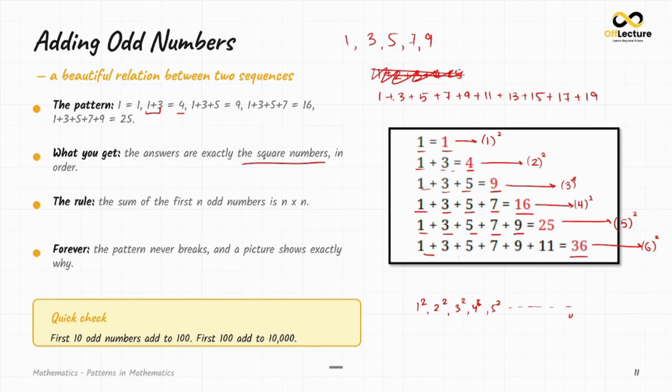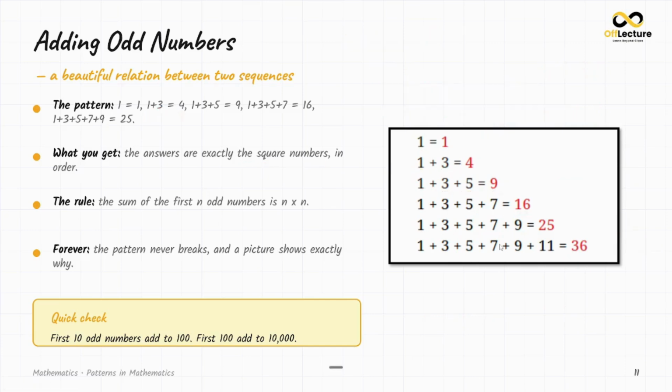This is one of the patterns, but we can add first and last numbers also. 1 plus 19 is 20, 3 plus 17 is also 20, 5 plus 15 is also 20, 7 plus 13 is also 20, 9 plus 11 is also 20. So how many 20s do we get? We get 5. So the answer will be 100. So this is the beautiful sequence that we started with: adding odd numbers will give you the squares of consecutive numbers.